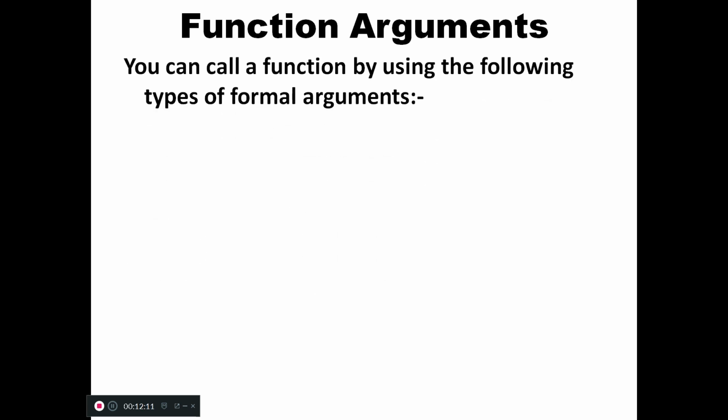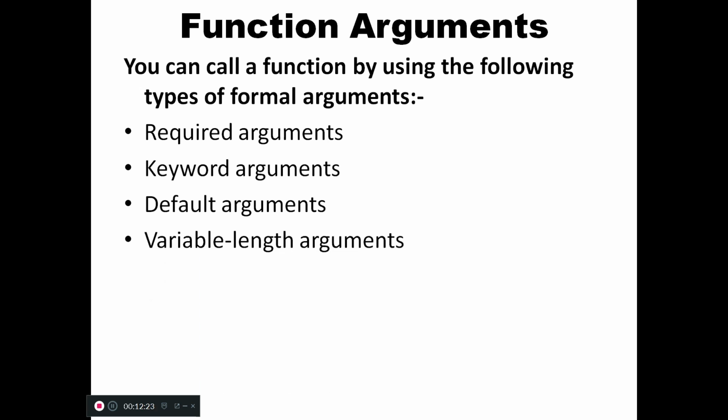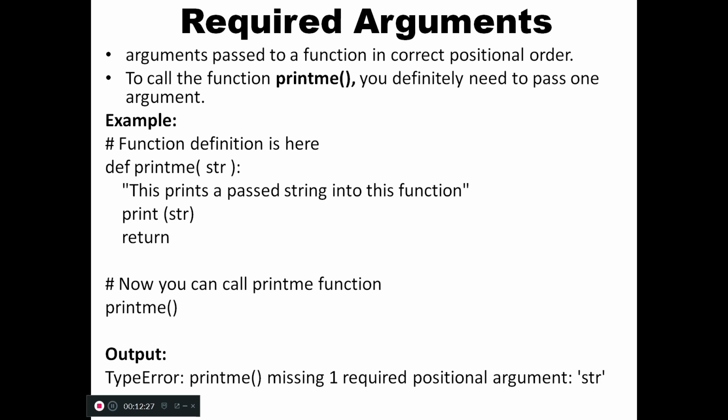You can call a function by using the following types of formal arguments: required arguments, keyword arguments, default arguments, and variable length arguments. Required arguments. Let's discuss required arguments.